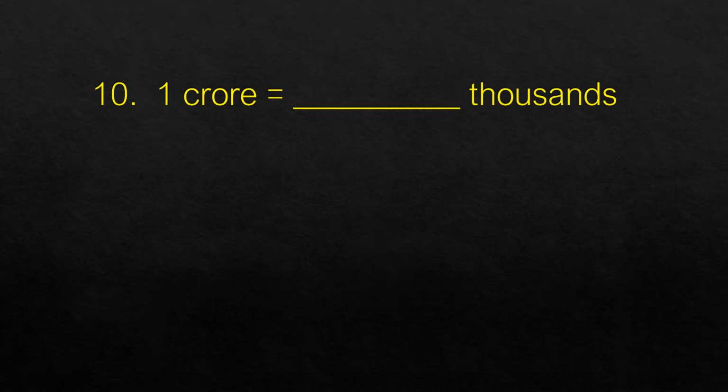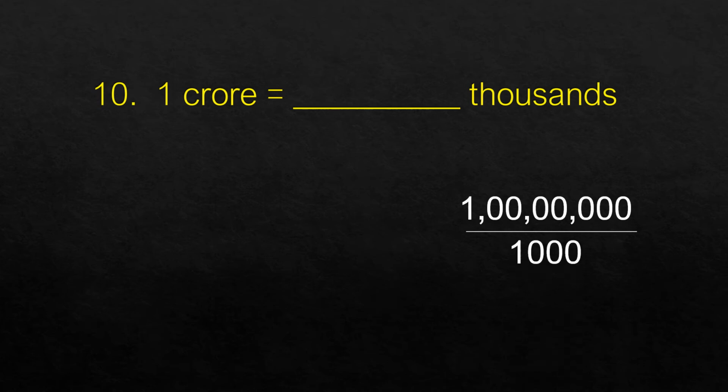1 crore equals dash thousands. Write 1 crore first. Now 1000. 3 zeros are there in 1000. We cancel the 3 zeros. Now we have 10,000. So the answer is 10,000.